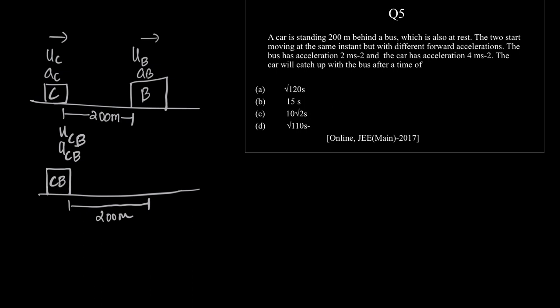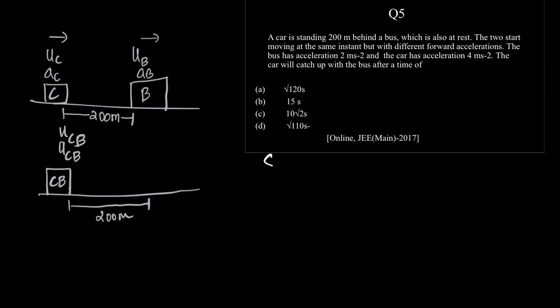Let me repeat this once again. Instead of saying that car and bus are moving as two different entities, we take both of them as one, such that instead of the car moving with acceleration AC and the bus moving with acceleration AB, we consider the combined motion with the acceleration of C with respect to B, which means acceleration of C as seen from B.